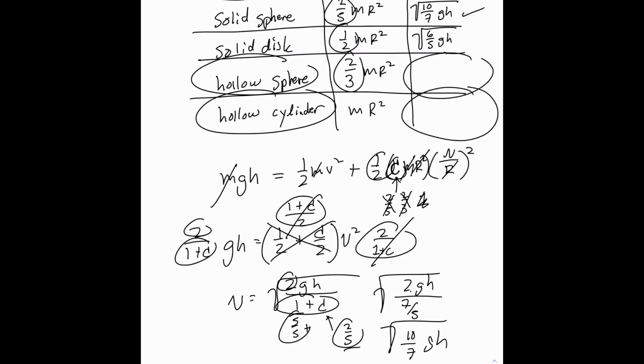Why don't you take a moment and figure out what those last two results are going to be. V is equal to the square root of 2GH over 1 plus C, where C is the constant that comes in front of the mr squared.